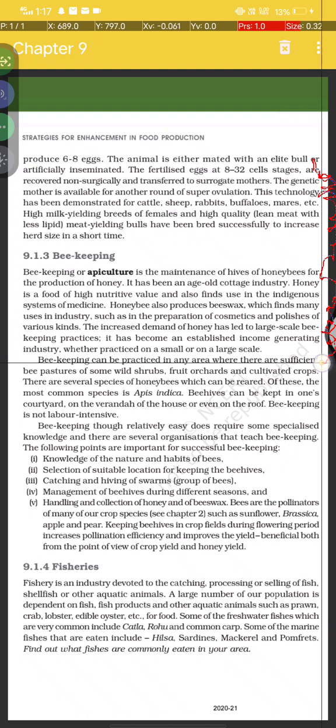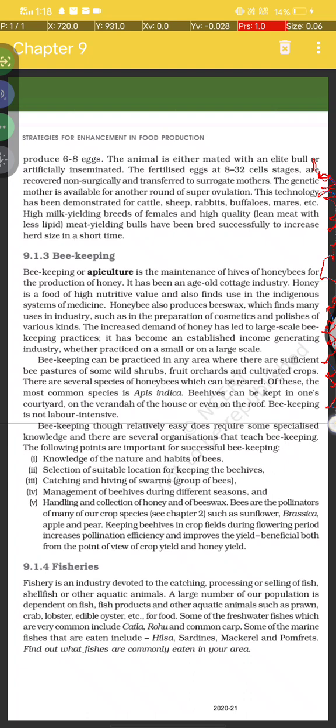But beekeeping can be practiced in any area where there is sufficient bee pasture of some wild shrubs and fruits and orchards and the cultivated crops. There are several species of honeybees which can be reared. The most common species is Apis indica. Beehives can be kept in one courtyard, on the veranda of the house, or even on the roof.